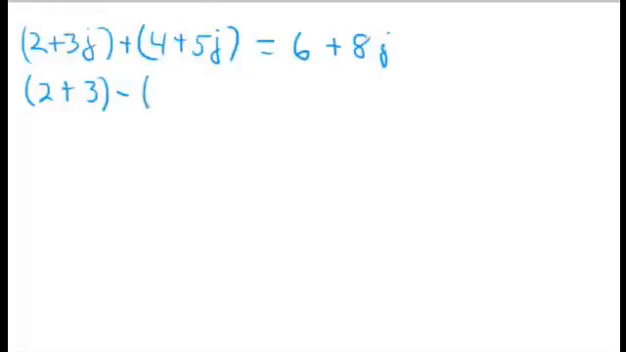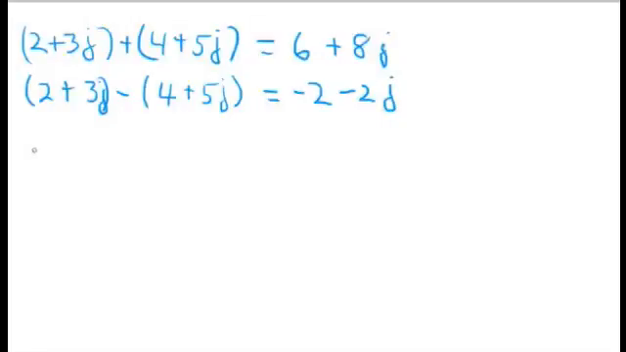Subtraction is exactly the same, except I subtract like terms. So if I take 2 plus 3j minus 4 plus 5j, 2 minus 4 is minus 2. 3j minus 5j is minus 2j.